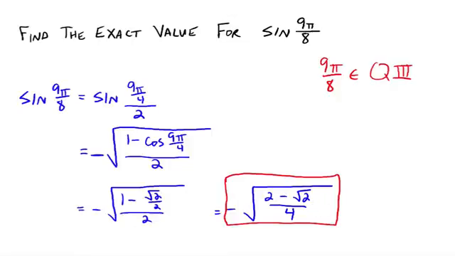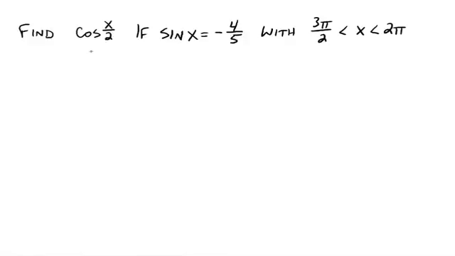Okay? All right, let's do one more. Find the cosine of x over 2 if we know that the sine of x is negative 4/5, and we know that x is between 3 pi over 2 and 2 pi. So that puts x in quadrant 4. We'll get to that in just a minute.